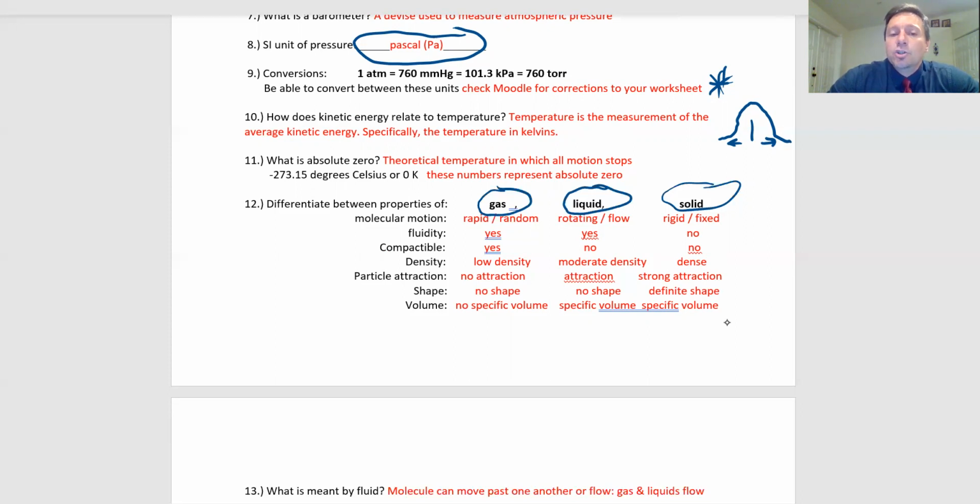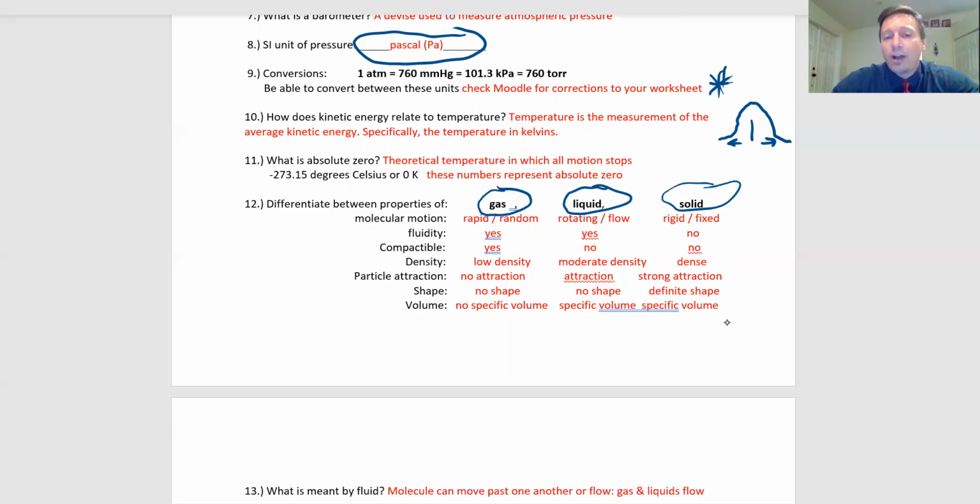Density. So density is the mass per unit volume, if you remember that formula. So when you talk about a gas, the density is very low. Liquids are moderate. Solids are very dense.